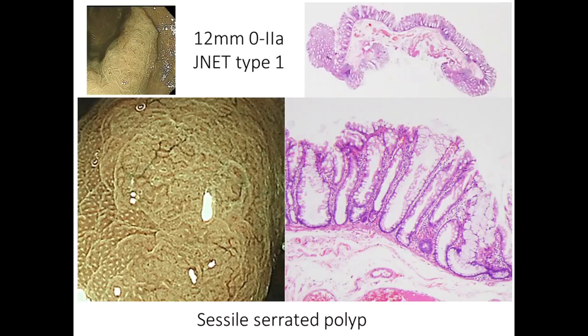This polyp was resected by EMR, and the histopathology showed marked dilation of crypts with inverted T-like glands. Also, dilated glands were observed at the bottom, so the pathological diagnosis of this lesion was sessile serrated polyp.